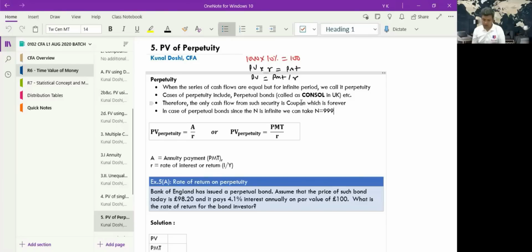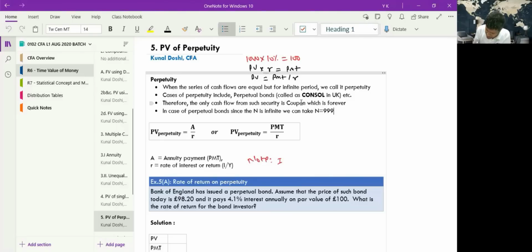So easy. So here, question 5 that you see, this example, rate of return on perpetuity. Bank of England had issued a perpetual bond. Assume that the price of such a bond is 98.2. And very important, it pays 4.1% interest annually. Interest annually? Guys, remember, interest is always and always calculated on per annum basis on face value and not on the price. In bonds, there is one interesting thing that you will write a note here, guys. You will write a note here.